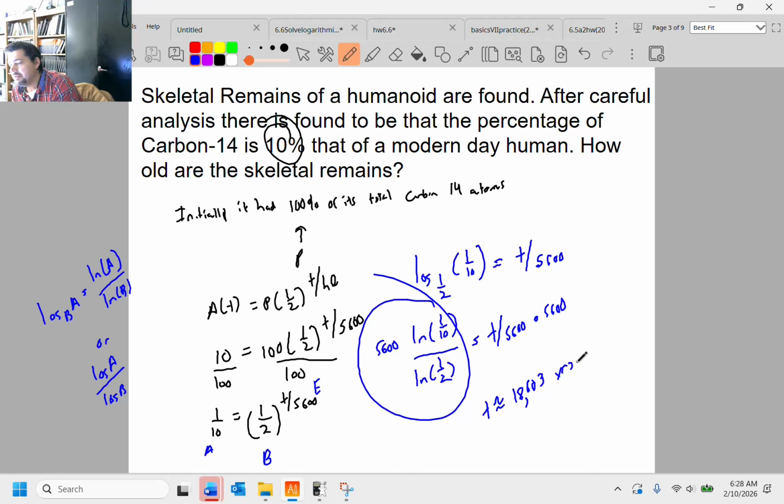Now, if you want to be super duper special, because the state of Tennessee sometimes really tries to throw kids for a loop, they would actually write this as 5,600, the natural log of 1 minus the natural log of 10, and that would be sitting pretty over the natural log of 1 minus the natural log of 2.